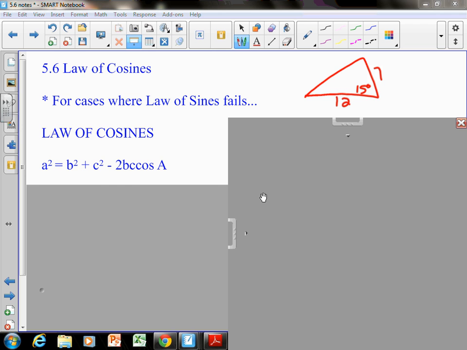He liked it. Let's pretend that this is A. Maybe we should label this. This is A. Call this B. Let's call this C.